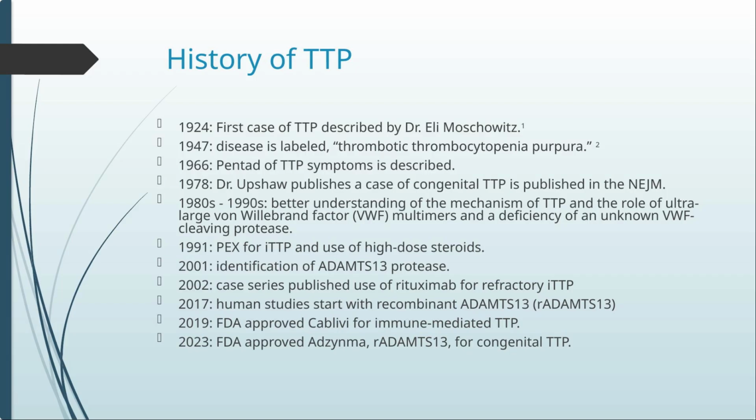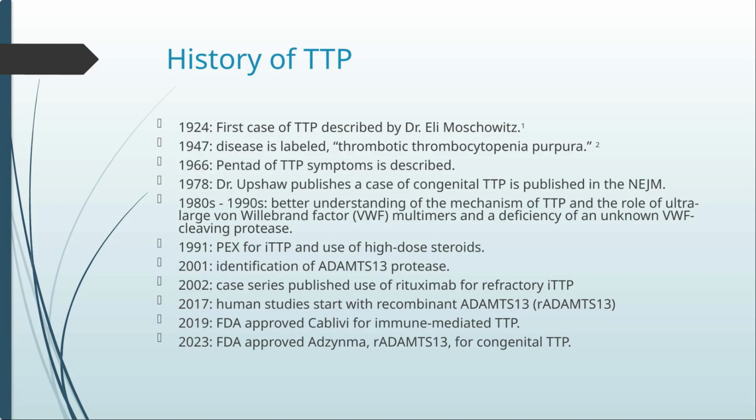In the 1980s, ultra-large VWF multimers were first described in patients with relapsing TTP. And then in 1996, a new metalloprotease was isolated from plasma that specifically cleaved von Willebrand factor. In 1991, the first controlled study of plasma therapy for acute TTP was published. And investigators compared plasma exchange to plasma infusions in a randomized controlled trial and found that patients who were treated with plasma exchange had lower mortality rates. And this really brought plasma exchange into frontline or first-line therapy for iTTP.